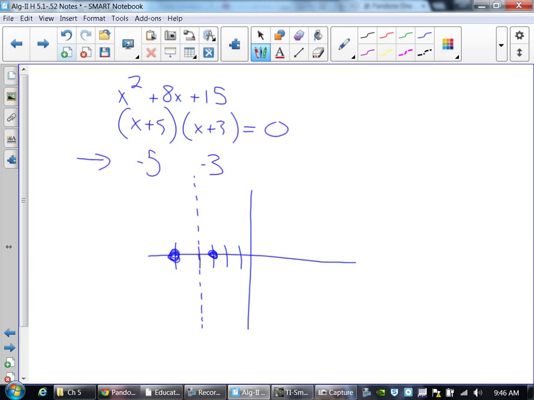The axis of symmetry winds up at -4, which means what is the x-coordinate of my vertex? Negative 4. Why is that? Remember, your axis of symmetry is always the x-value of the vertex. In intercept form, it is the midpoint of the zeros.